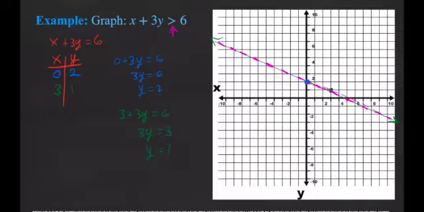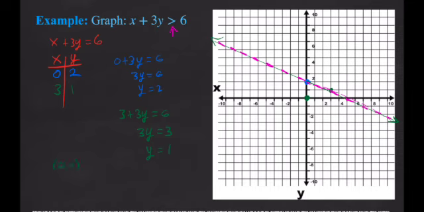So, for example, we could choose 0, 0. That would be a good point. It's not on the line. Any point that's not on the line, you can choose. If we chose, let's say, 4, 6, we could choose that point. It does not matter which one you choose. For the sake of it, I'm just going to choose 0, 0.